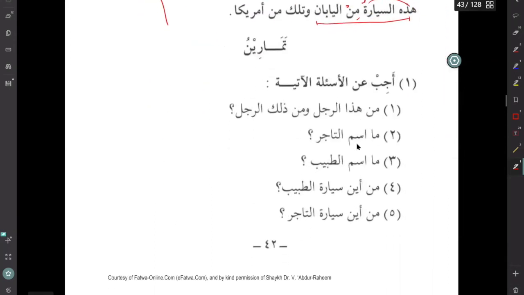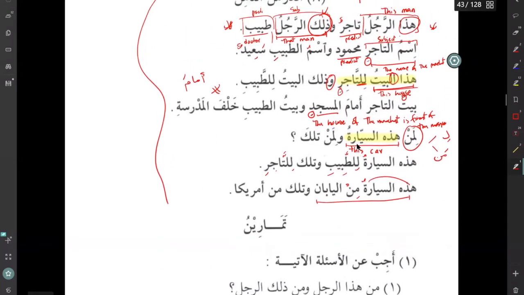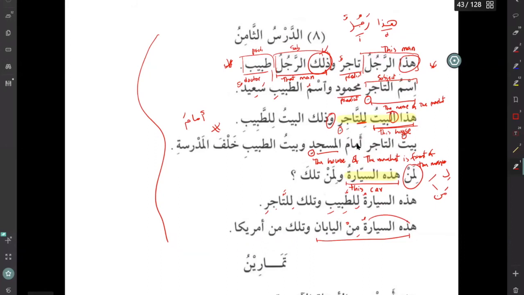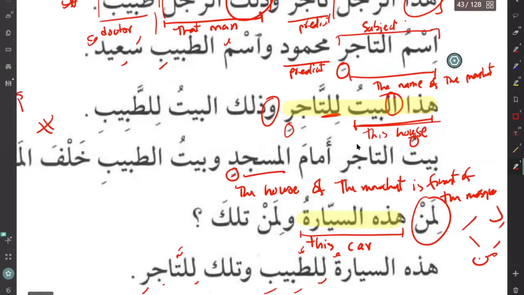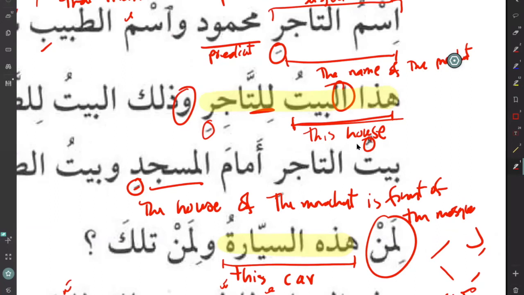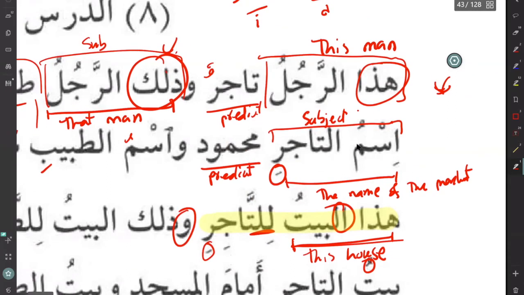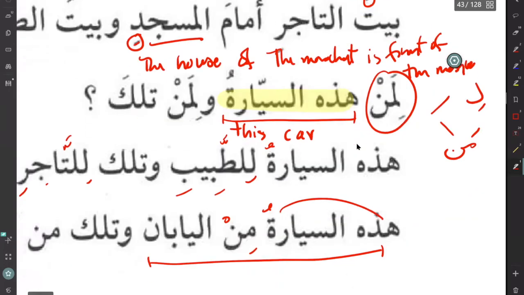Then we have tamrin exercises, tamarin. What are they trying to push you toward? The only thing they're trying to push is this concept: after hada and hadihi, when you have alif lam, it is a phrase. Hada al-baytu, this house. Hada baytun, this is a house. Hada rajulu, this man. Hada rajulun, this is a man.